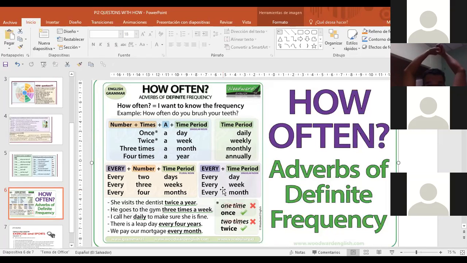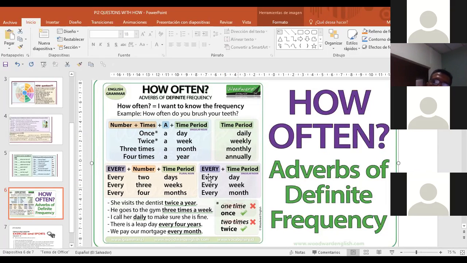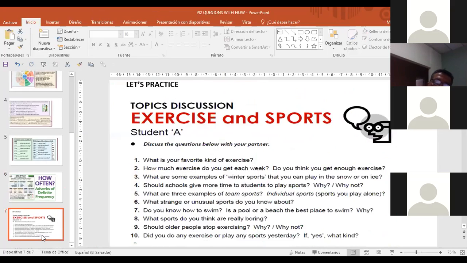I take breakfast every day. I go to work every week. I visit my family every month. Okay, so here you have some examples. She visits the dentist twice a year. He goes to the gym three times a week. I call her daily to make sure she's fine. There is a leap year every 4 years. We pay our mortgage every month. Okay, so that is just feedback to remember about how often.